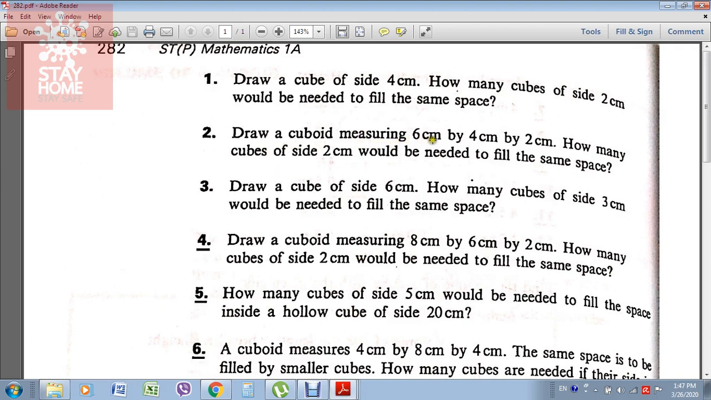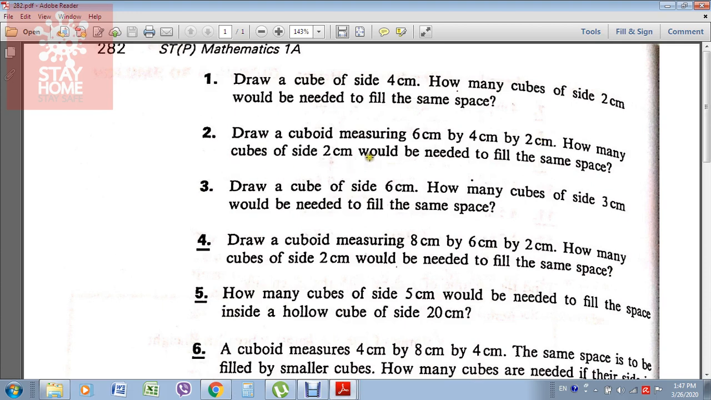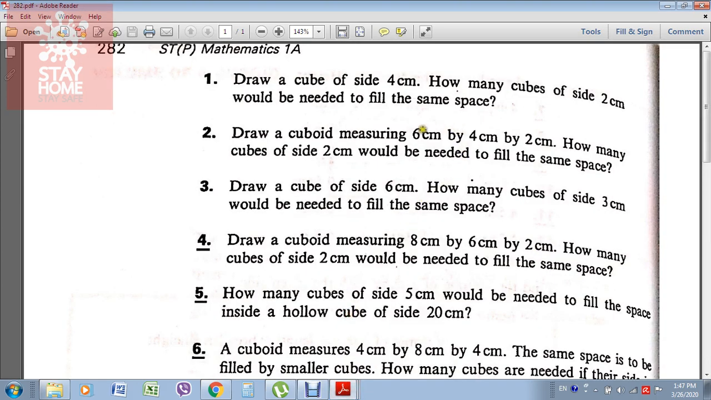Next question. Draw a cuboid measuring 6 centimeters by 4 centimeters by 2 centimeters. Now come back. 6, 4 and 2. 1 cube is 2 centimeter, as you can see here, so this is similar, 2 centimeter for 1.